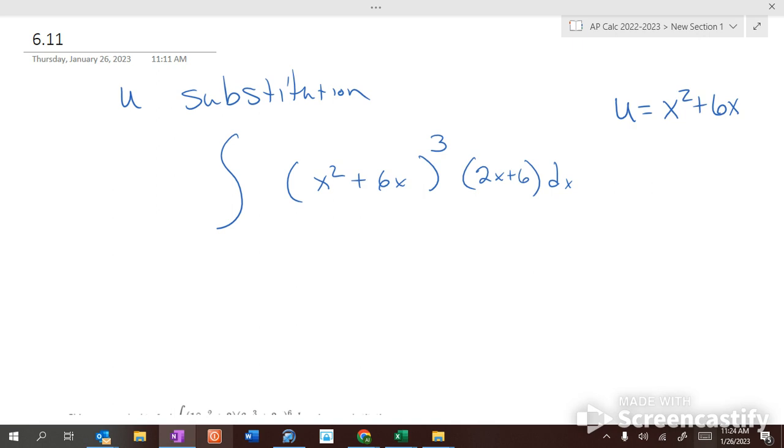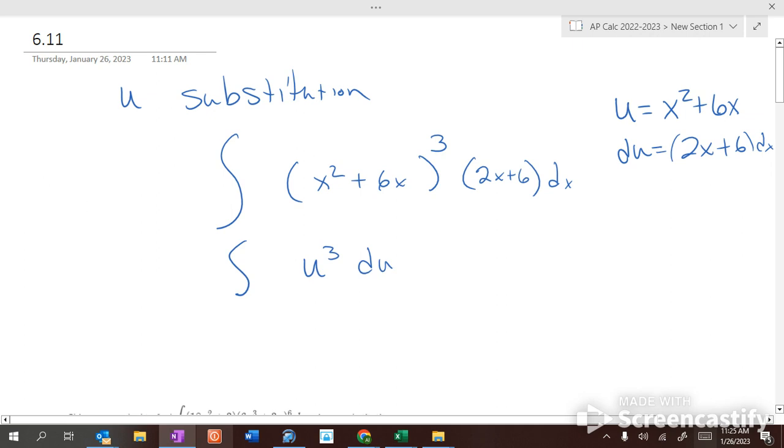Okay, so U is going to be x squared plus 6x. Then we have to take the derivative of U. What is the derivative of U? 2x plus 6. Thus, that thing sticking there. Dx, actually. 2x plus 6 dx. So, we rewrite the integral as u to the third du. Now, it's easy to integrate u to the third.